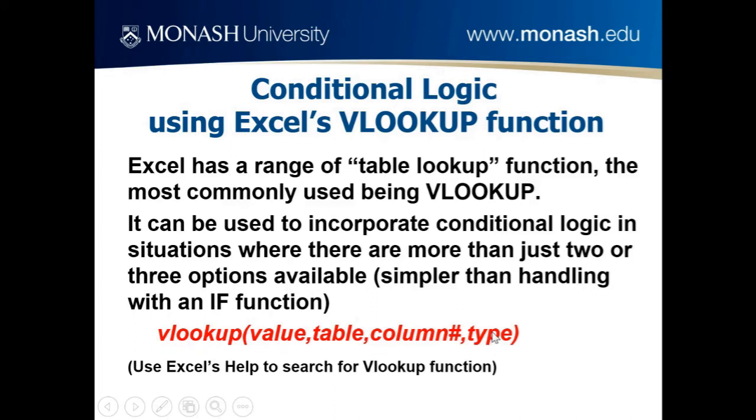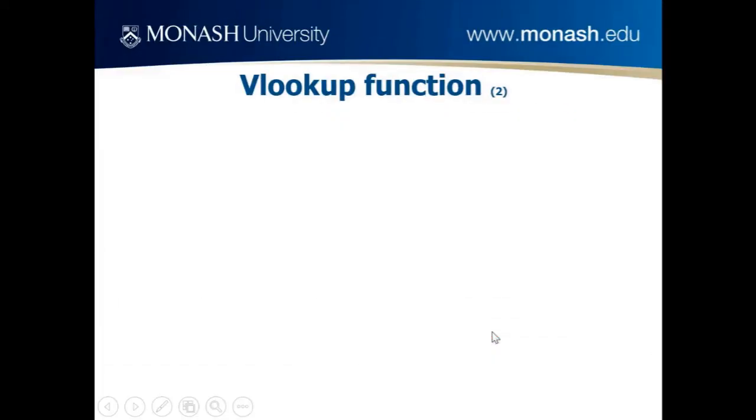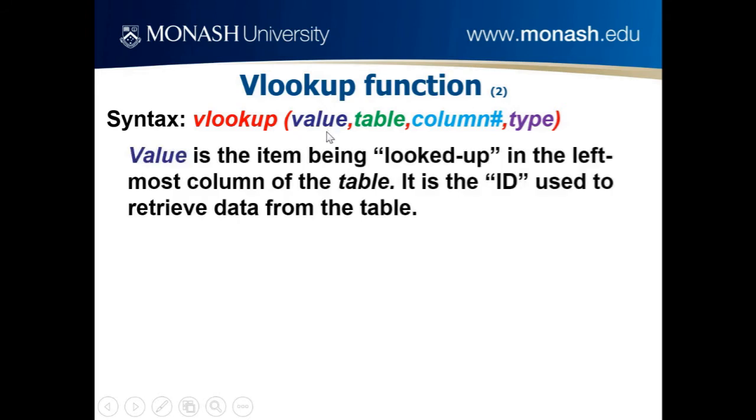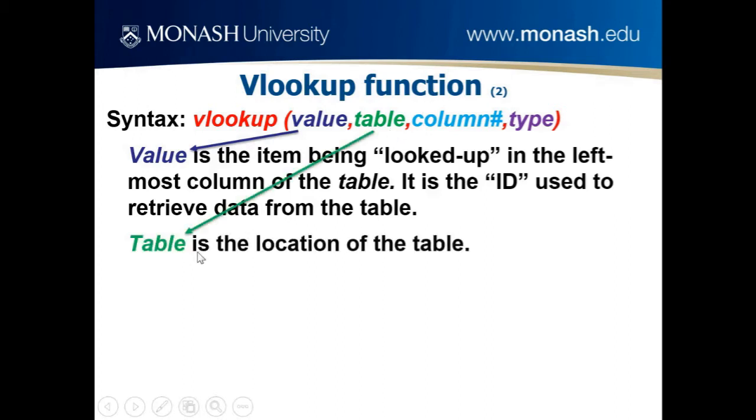I'm going to go over this in more detail. The syntax for Vlookup is Vlookup value, table, column number, and type. In the first parameter, value is the ID, or the value that Excel uses to refer to the table, to the database. The second parameter is the location of the table. So we need to tell Excel where our database or table is located.